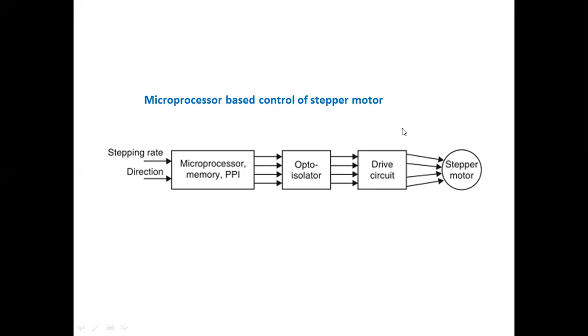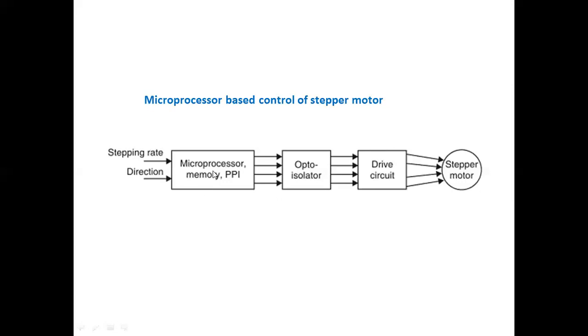That is, for example, if you consider an 8051. From this microprocessor or microcontroller memory, we include a program. Consider the program which is included in the microprocessor: at what stepping rate the rotor is to be rotated. Like this, all these kinds of parameters are included in the program. Depending upon the program, we operate it. Okay, the motor can be operated.